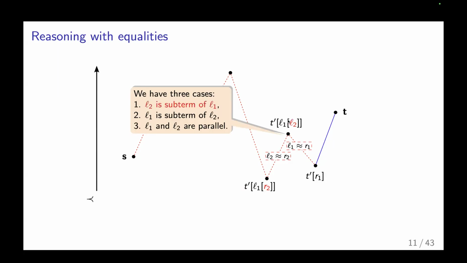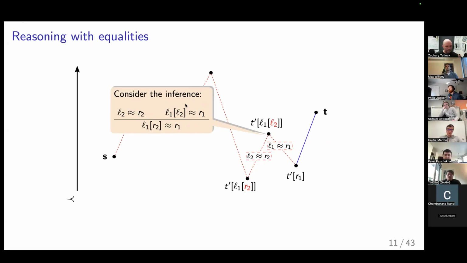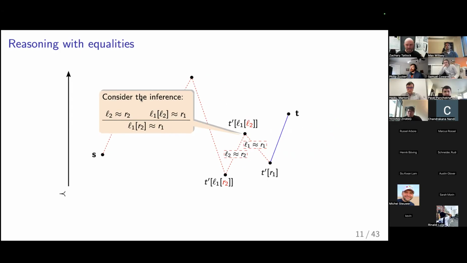So let's say we have the first case. So our rewrite looks like this. We have L1 and it contains a subterm L2. And with the second rewrite, we rewrite this subterm and we get T prime L1 R2. And now consider this inference, which is actually an instance of a superposition inference rule, where we take the two equations, and since we know that L2 is a subterm of L1, we can just rewrite this with the other equation and get a new equation, which is L1 R2 equals R1.